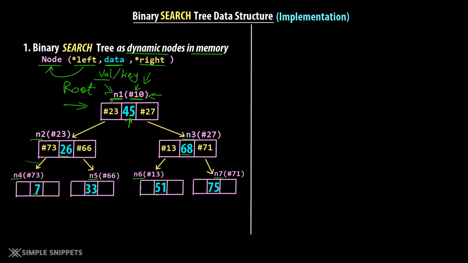So this not only follows for N1, it also follows for N2. For N2, the left child is 7, which is less than 26. For N2, the right child is N5, whose value is 33, which is greater than 26.